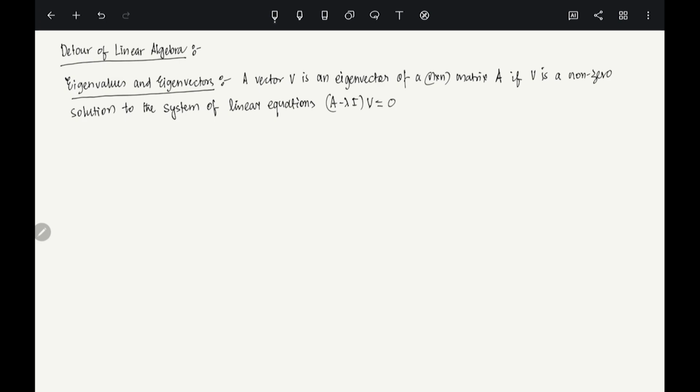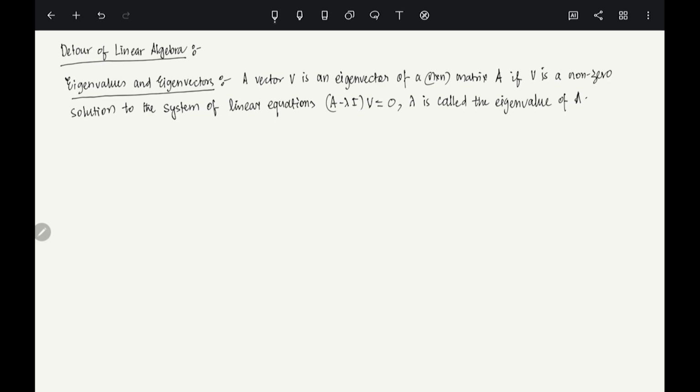See, if v is equal to 0, of course (A minus lambda I) v equals 0 for all lambda, right? But we are looking for a non-trivial solution of this system. And this quantity lambda is called the eigenvalue of A. These definitions we already know, so I am not going to discuss it further.